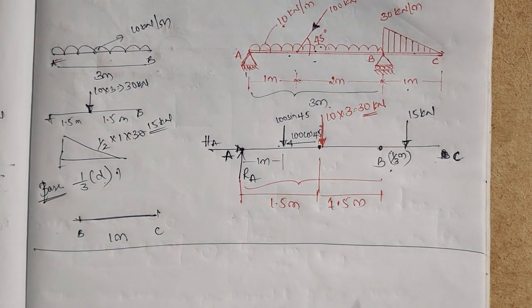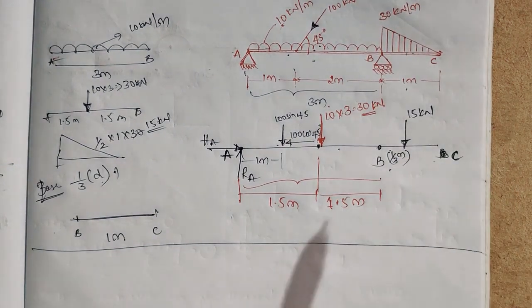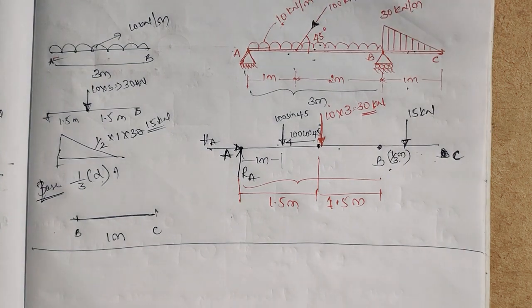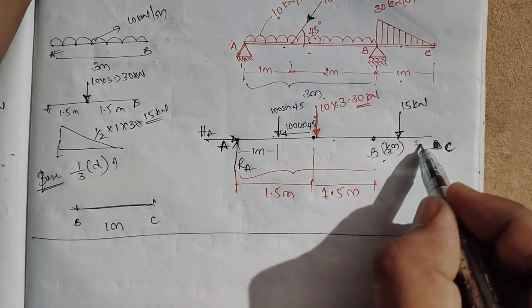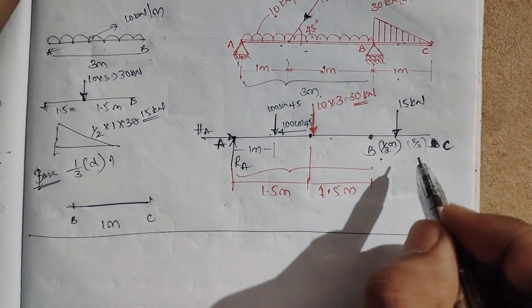Okay, this is how we convert a UDL to a point load, a triangular load to a point load. If this is 1 by 3, what is the remaining? This will be 2 by 3. So when we add, it will again be 3 by 3.